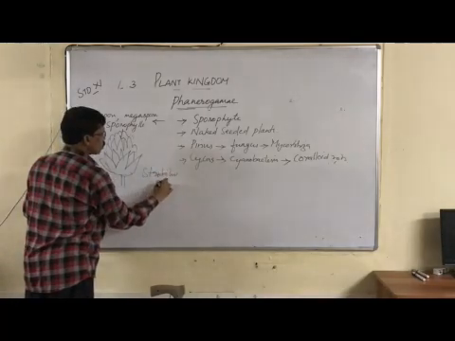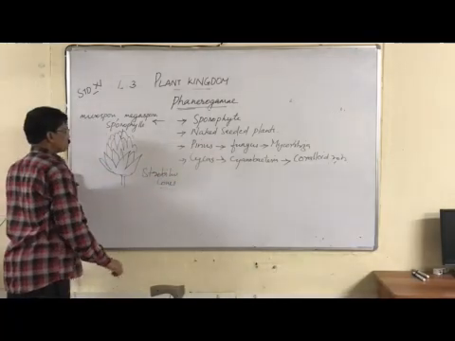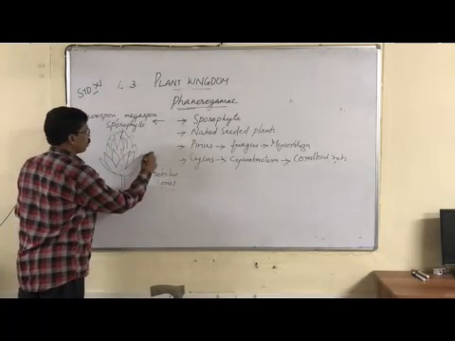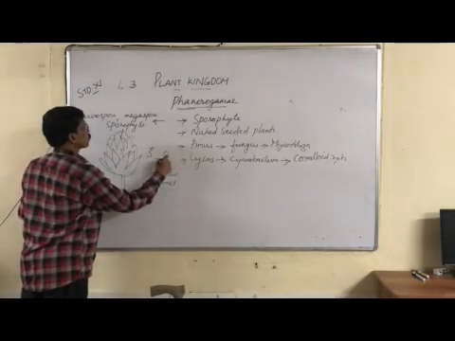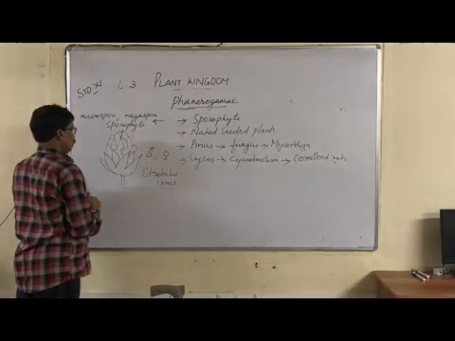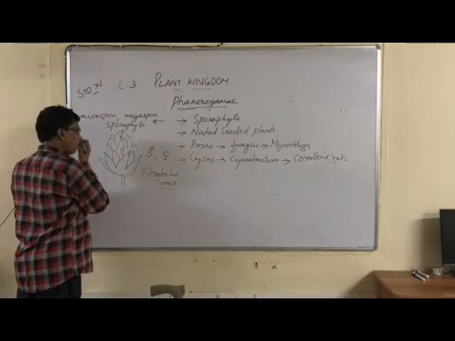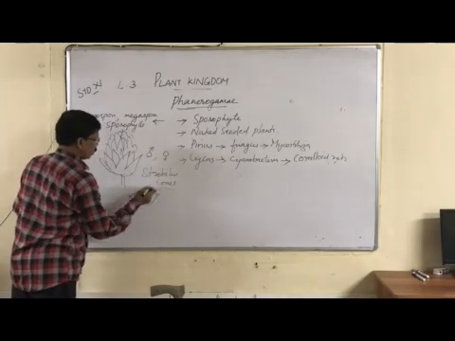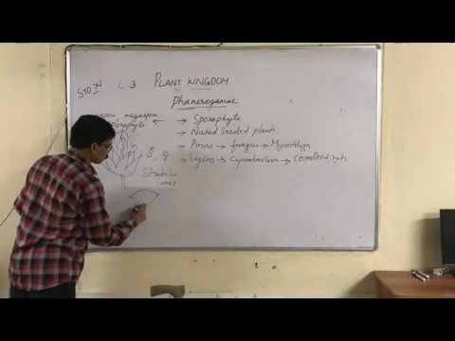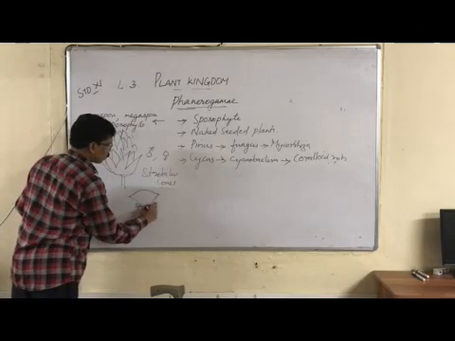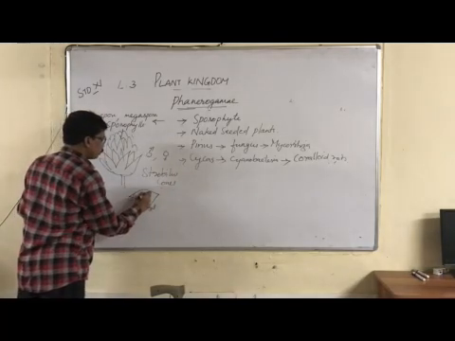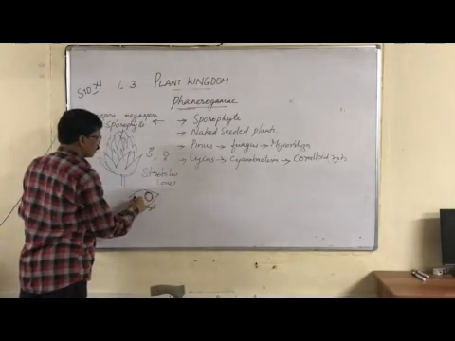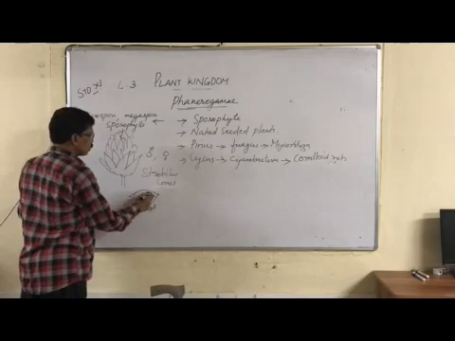In gymnosperms, strobili or cones are the sex organs. There are female cones and male cones. Male cones produce pollen grain. Suppose this is a male cone or male sporophyll. That is called a microsporophyll. They contain sporangium. Sporangium produces spores, which we call pollen grain.